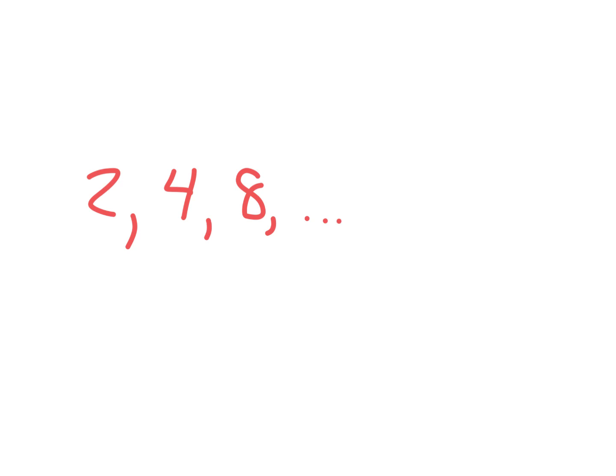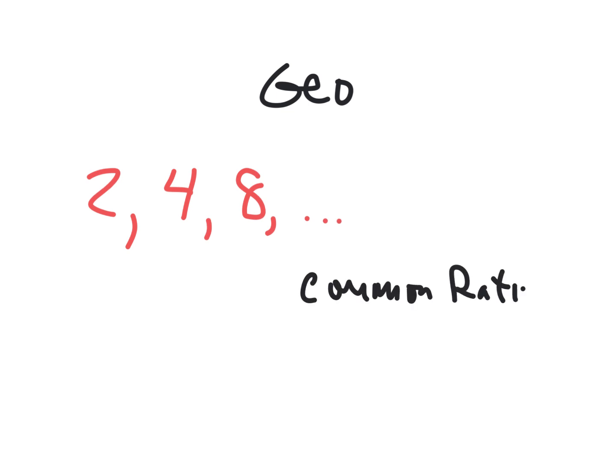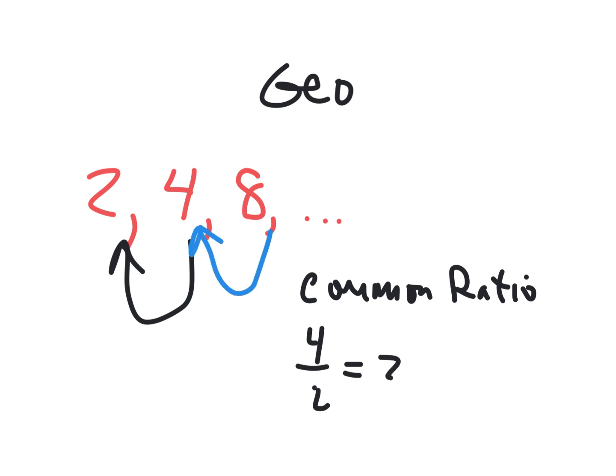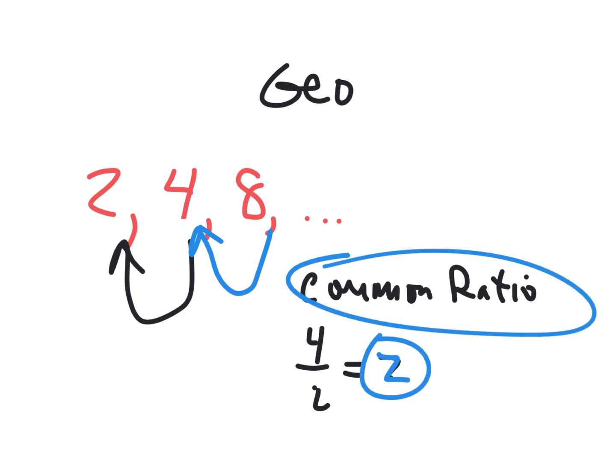All right, so this one, I hope you knew that because I was multiplying each time, it was geometric, and it had a common ratio, because you take this divided by that to see what you multiply by each time. 4 divided by 2, which was 2. And the reason it's common is because you could do this divided by this, and you'd get the same thing. 8 divided by 4 is also 2. So 2 was the common ratio.